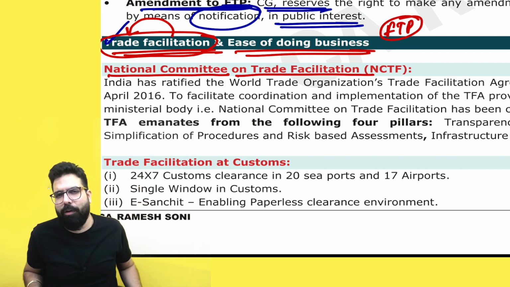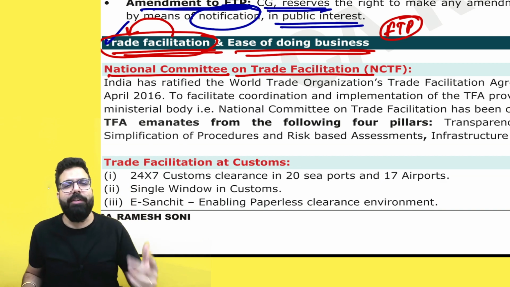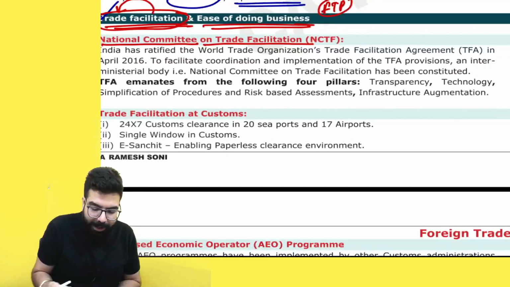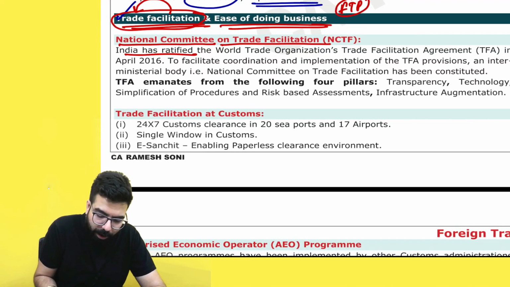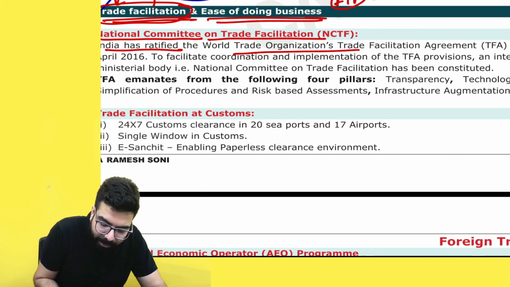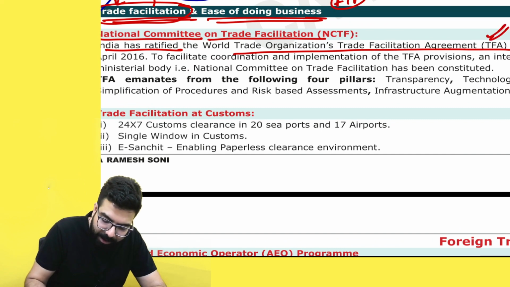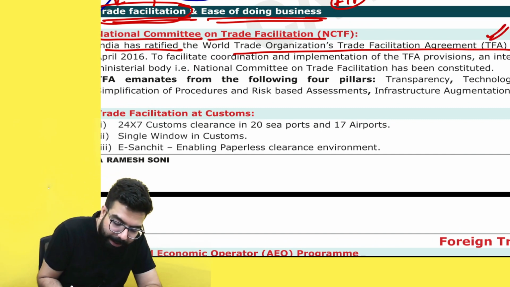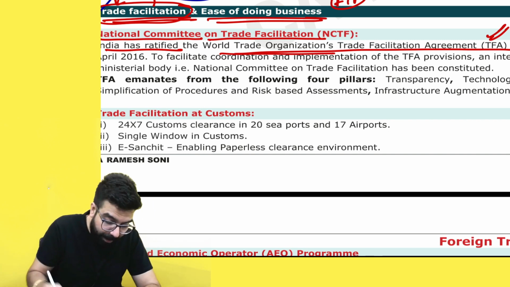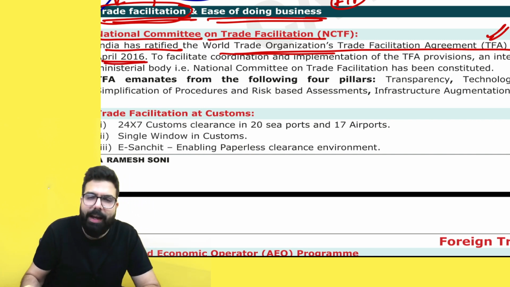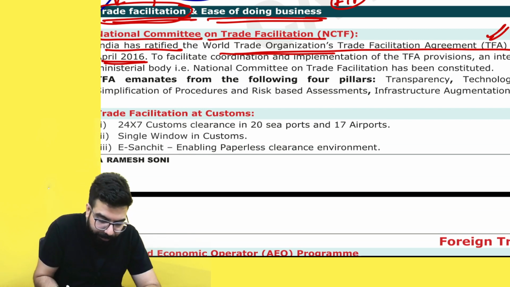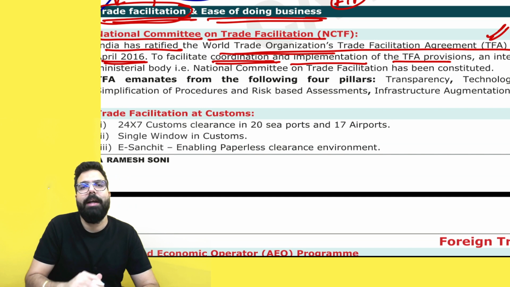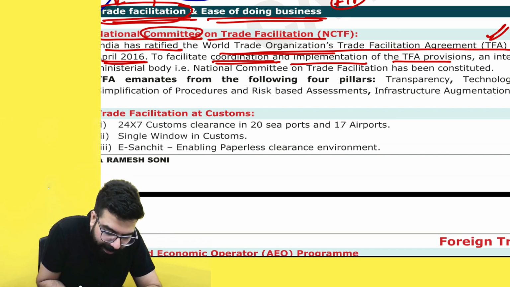They can ask you a 2-mark question. Please be very careful. What is the National Committee on Trade Facilitation? India has ratified, meaning India has gone ahead and signed, the World Trade Organization's Trade Facilitation Agreement. India signed one trade facilitation agreement with the World Trade Organization in April 2016, and to facilitate the coordination and implementation of that agreement, the government set up the National Committee on Trade Facilitation.